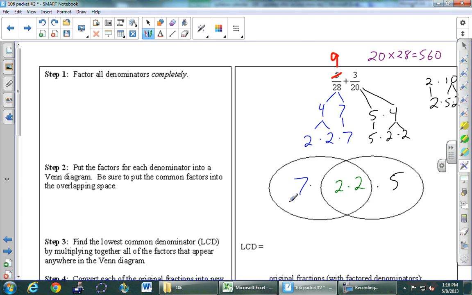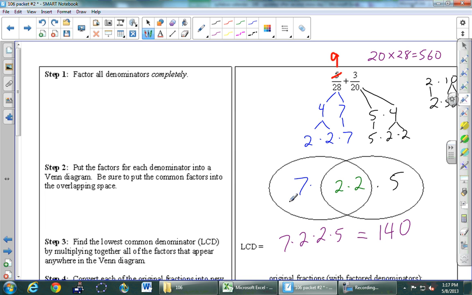So the LCD is, I'll put it in purple here, 7 times 2 times 2 times 5. I'll write down what it's equal to over here. It actually doesn't make any difference to me what it's equal to. I mean, it's 140, but I don't really care about that. 7 times 2 times 2 times 5. That's what I'm happy with. Is it better than the 560 I came up with first? It's a lot smaller.